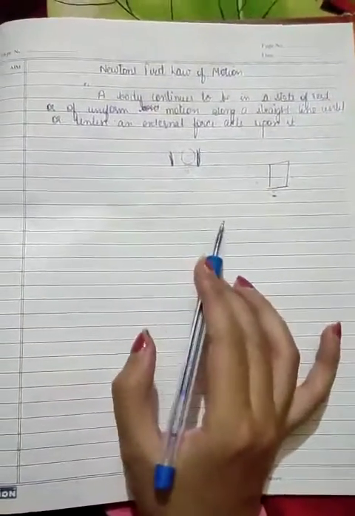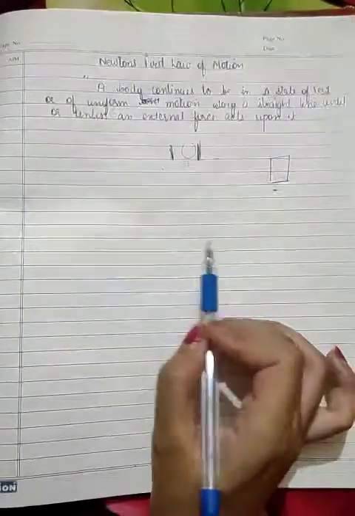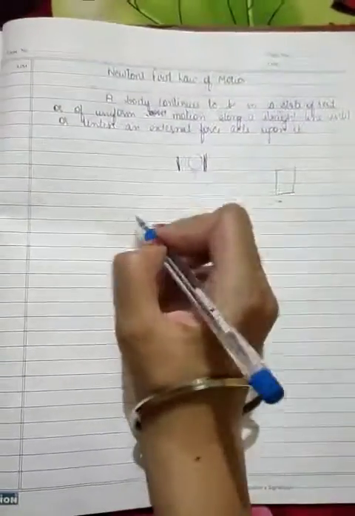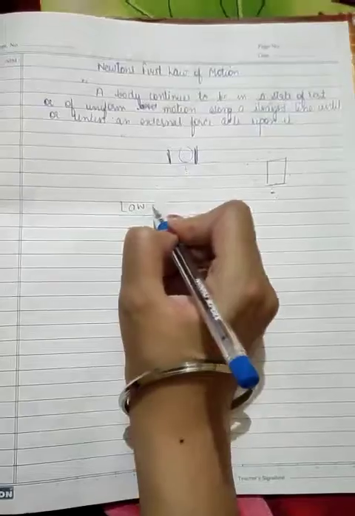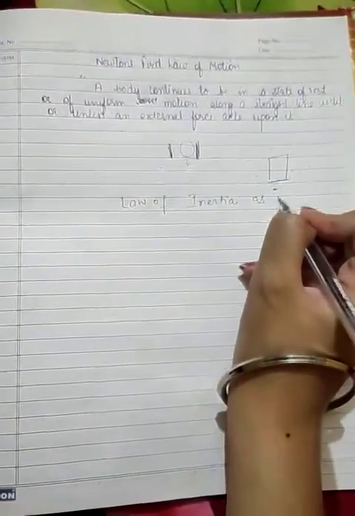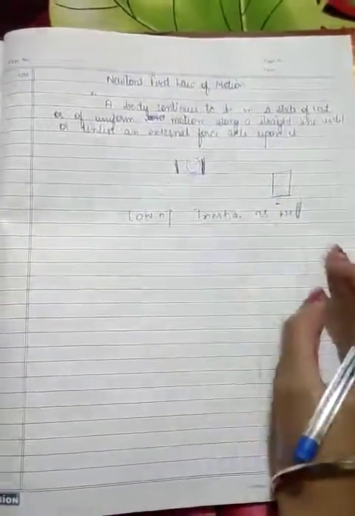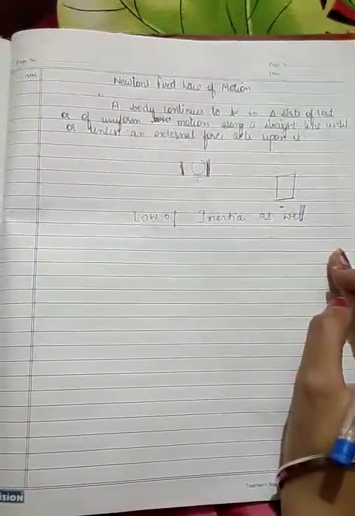Also, we have discussed inertia as well. This opposition to change of state is called inertia. So we can call this law the law of inertia as well. So the law of inertia and Newton's first law are both the same law. With this we have concluded our topic of Newton's first law of motion.